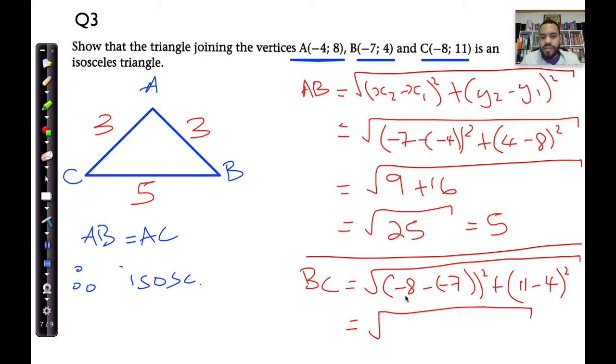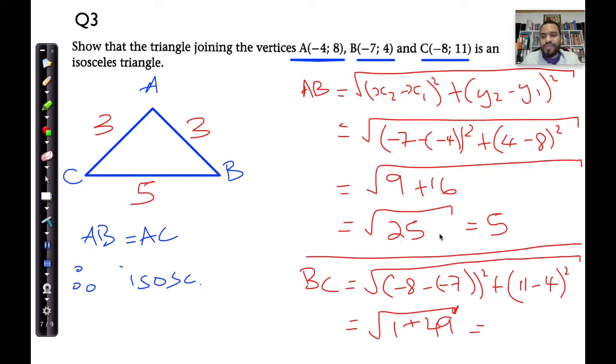Well, minus 8 plus 7 is minus 1. Minus 1 squared is just positive 1. And 11 minus 4 is going to be 7, and 7 squared is going to be 49. So this is going to give us the square root of 1 plus 49, which is the square root of 50.